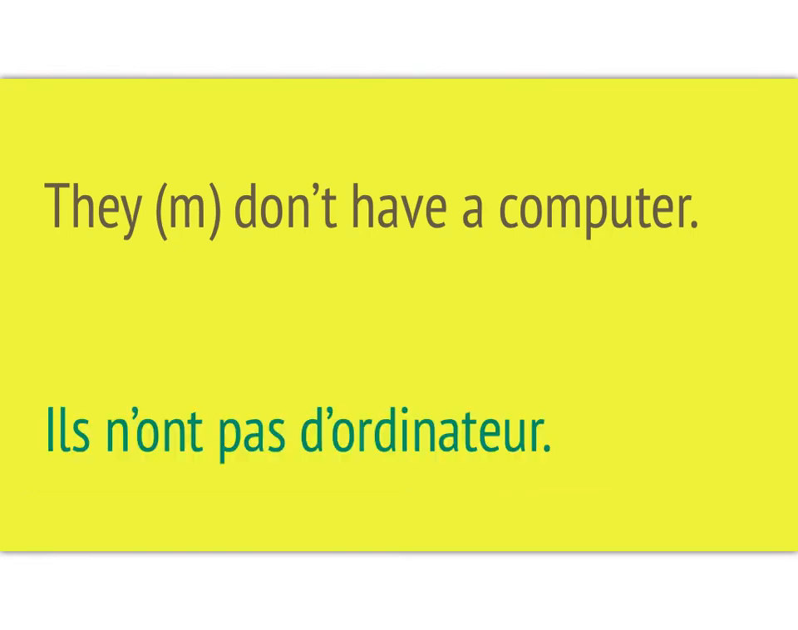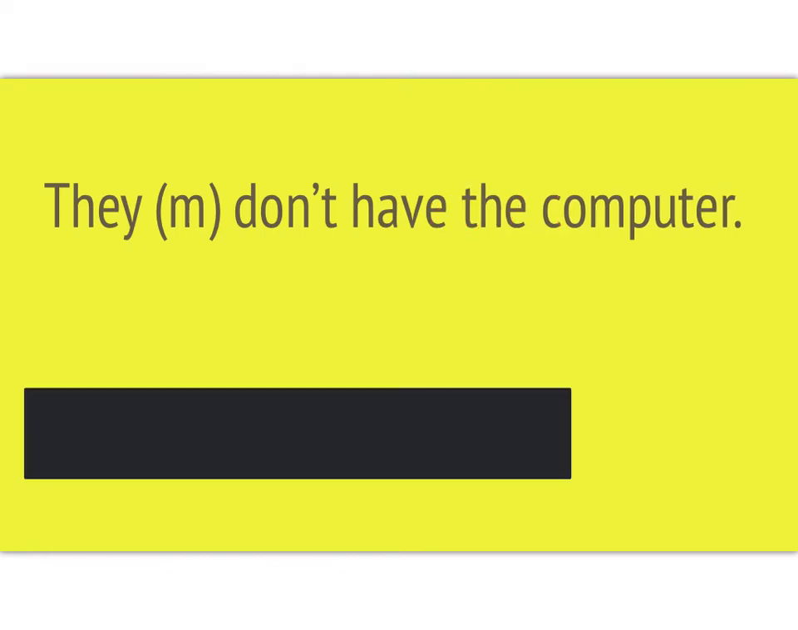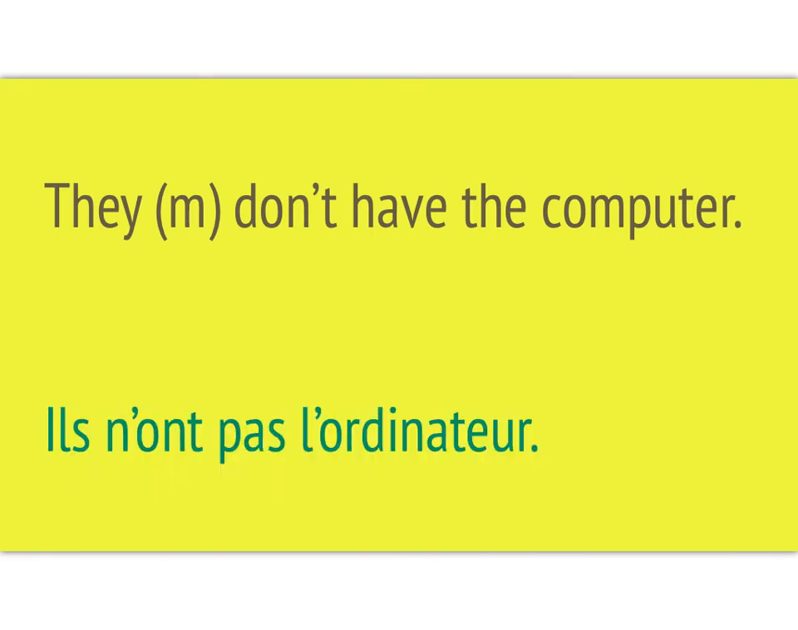They don't have a computer. "Ils n'ont pas d'ordinateur." So here we have d'ordinateur. Remember, we can't use the un, une, or des in French, so it turns into that. They don't have any computer. Sounds weird, but it's how it works. They don't have the computer. "Ils n'ont pas l'ordinateur." Remember, this is okay because it's the l'.